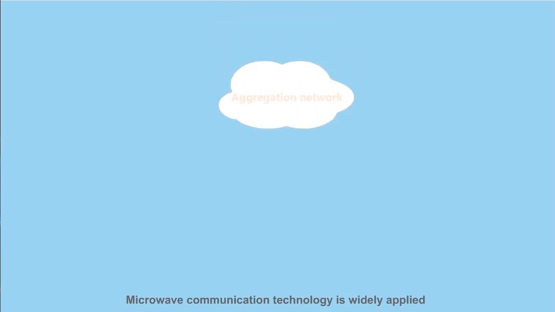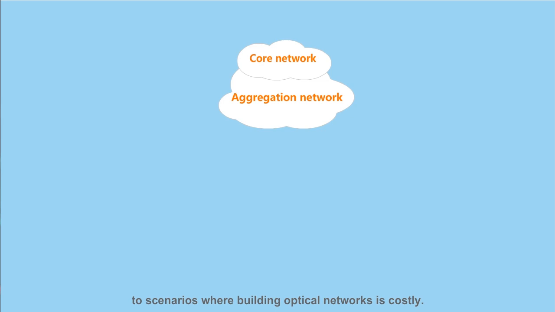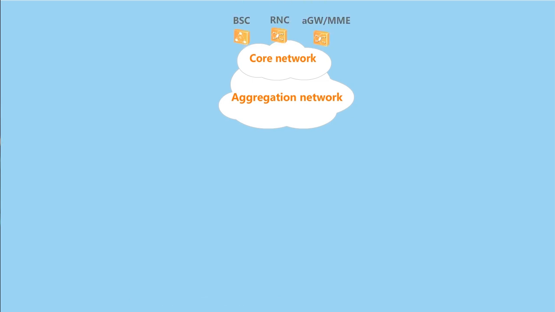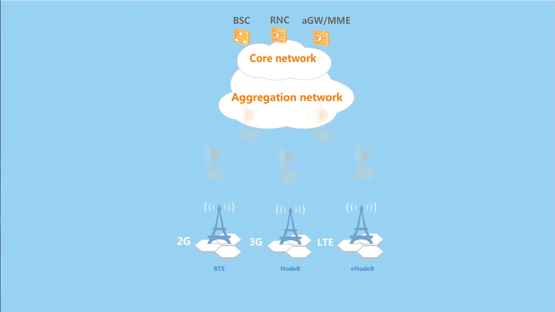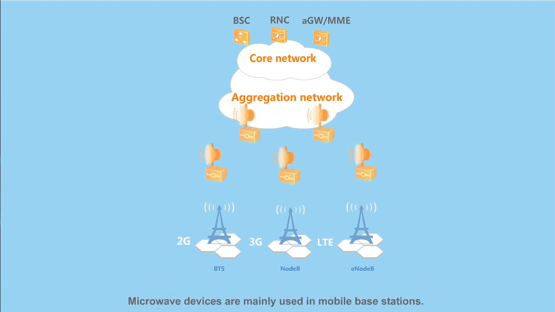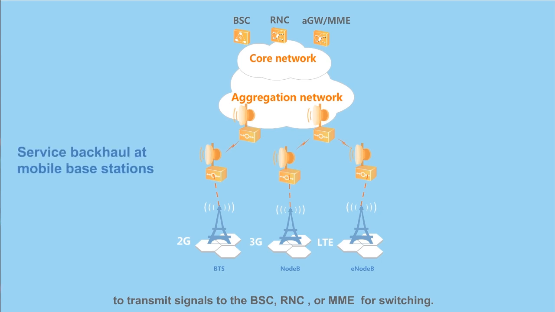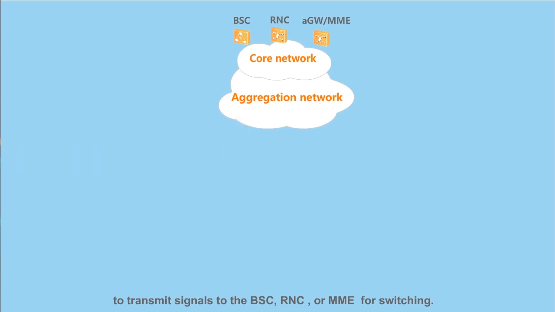Microwave communication technology is widely applied to scenarios where building optical networks is costly. Scenario 1. Service backhaul at mobile base stations. Microwave devices are mainly used in mobile base stations to transmit signals to the BSC, RNC, or MME for switching.